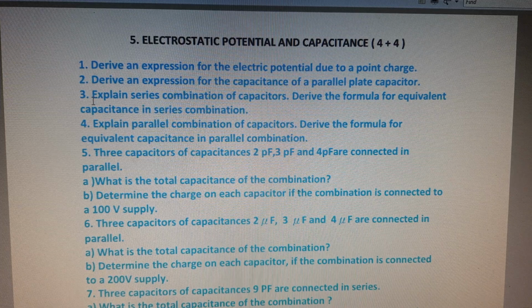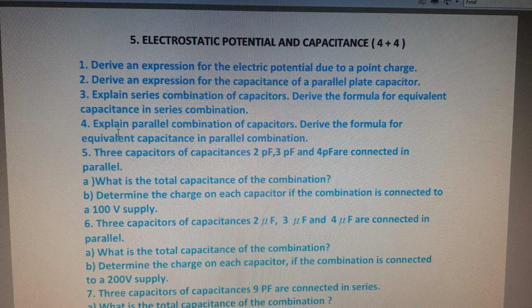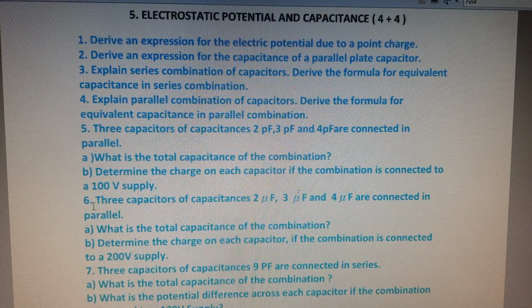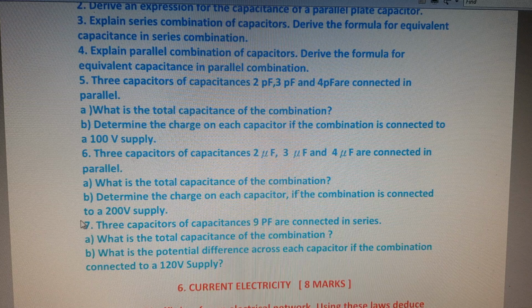And the second important question: derive an expression for the capacitance of a parallel plate capacitor. And the third one: explain the series combination of capacitors and derive the formula for equivalent capacitance in series combination. And the fourth one: explain the parallel combination of capacitors and derive the formula for the equivalent capacitance in parallel combination. These 3 questions, the second, third and fourth, are very important for the IPE examination. And the fifth, sixth and also the seventh are problems.